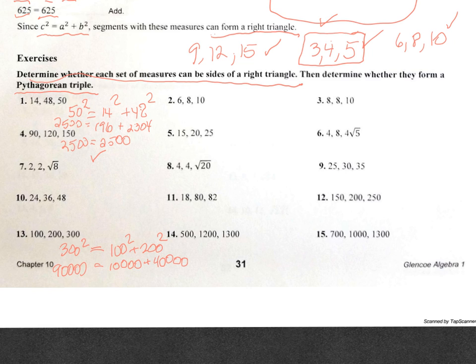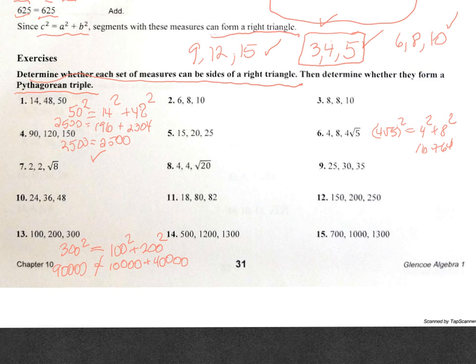Now, if we skip down to number 13, you'll see that 300 is my largest number. So that's going to be my c. The 100 and the 200, a and b. And then when I go ahead and do the math, I can see right away that there's no way that this will be a Pythagorean triple. 90,000 is not going to equal 50,000. So this will not be a Pythagorean triple. So you can do this with very large numbers as well. Okay, let me show you a few more examples.